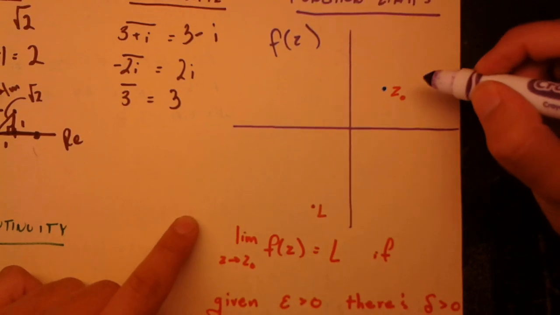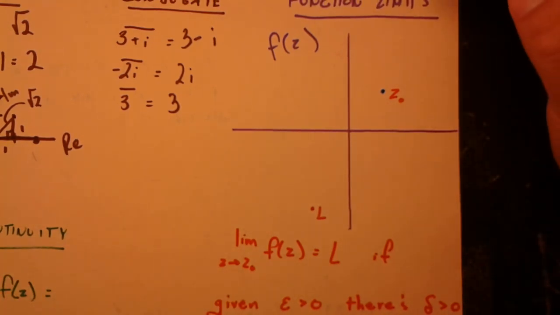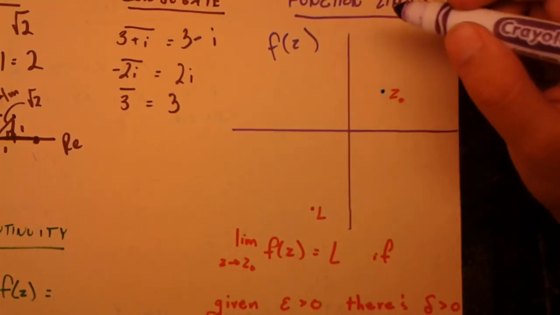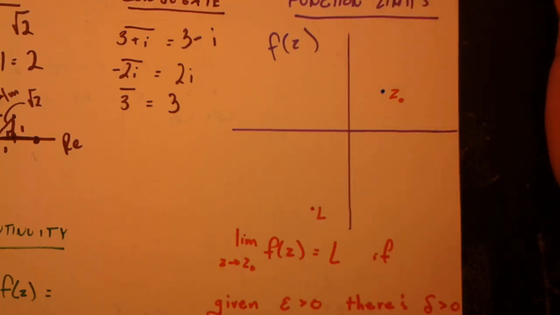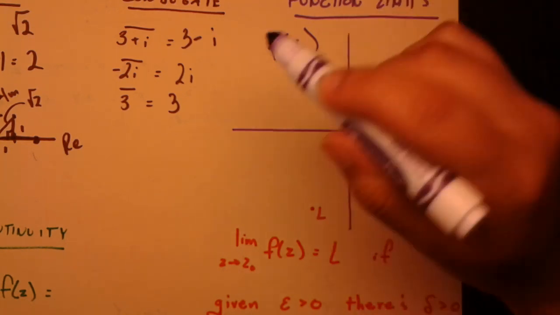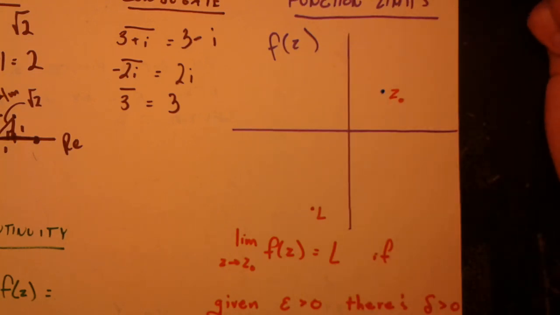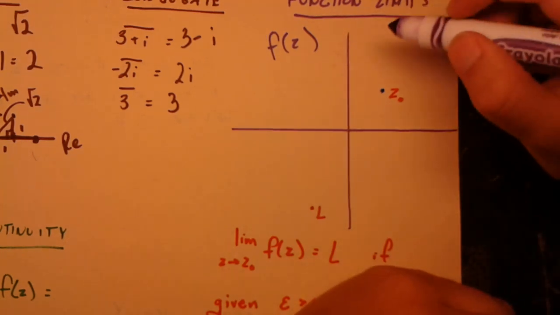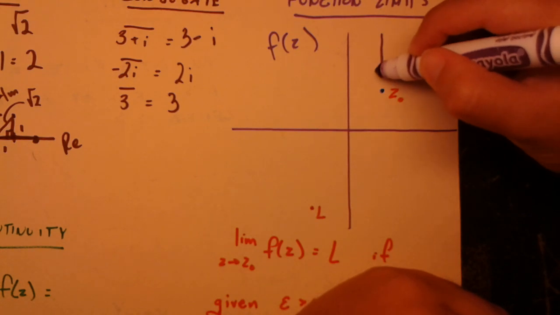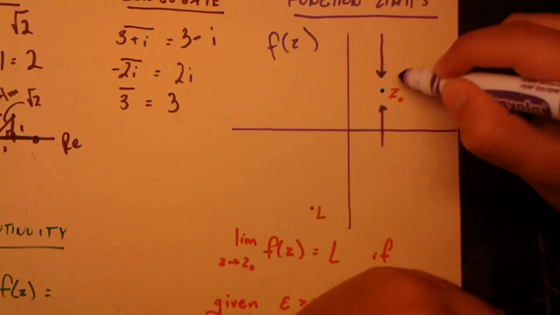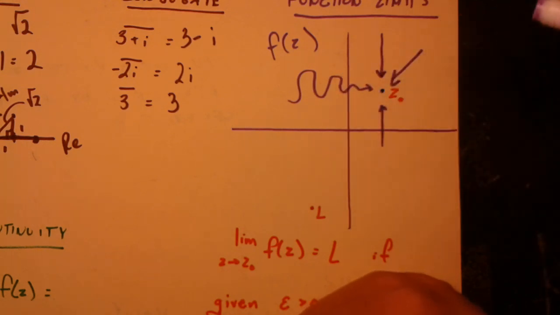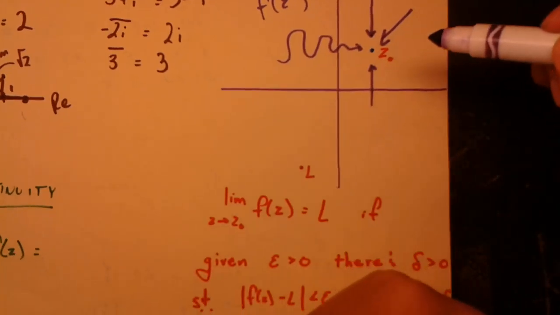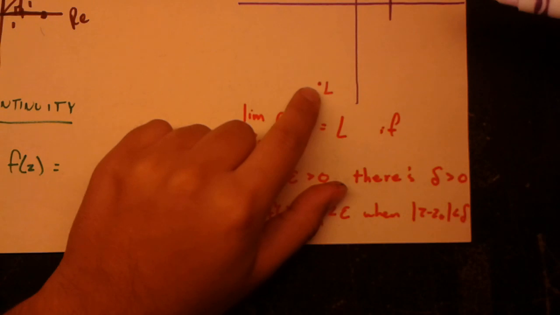And here's z naught. Something interesting to note is that you have to make sure this limit exists no matter which direction you approach from. With single variable calculus, you approach from either the left or right, and that's all you really have to check. Here, there are infinite cases you have to check. You need to check if the limit exists when you approach this way, this way, even more convoluted ways like this. You have to see if it approaches the same limit. And we suspect that the limit will be L.